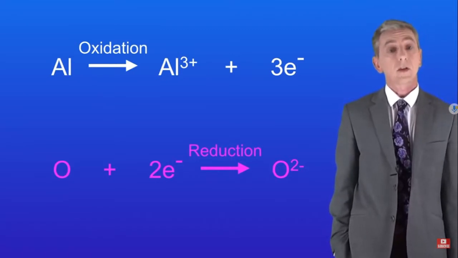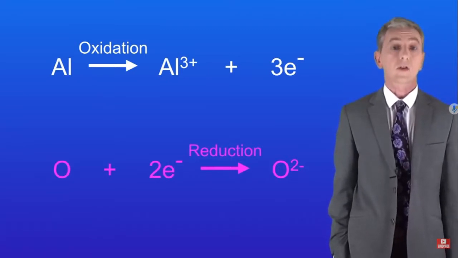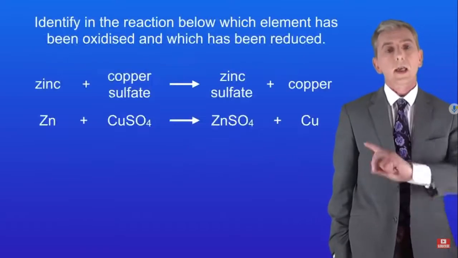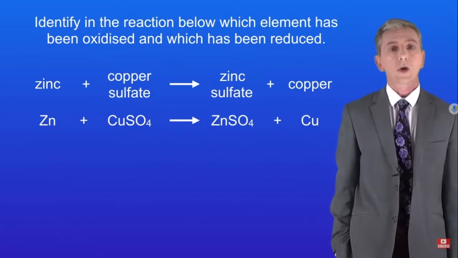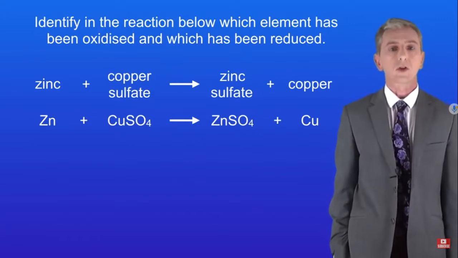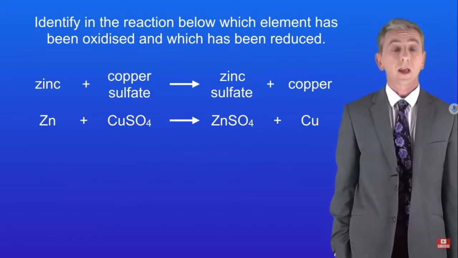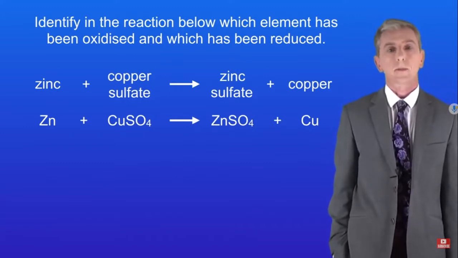Okay, now you could be asked to identify oxidation or reduction reactions in simple equations. Here's a typical question. Identify in the reaction below which atom has been oxidized and which has been reduced. This shows zinc reacting with copper sulfate to form zinc sulfate and copper. This is a displacement reaction.